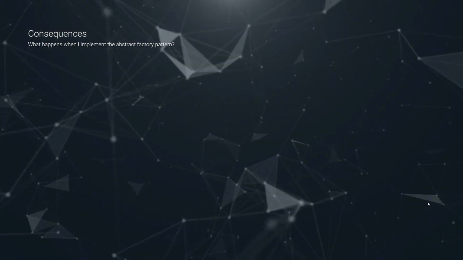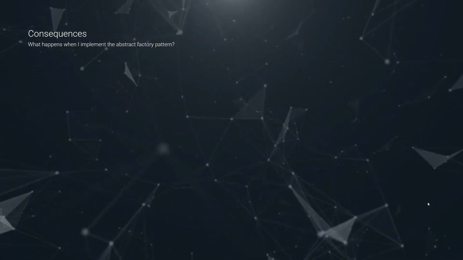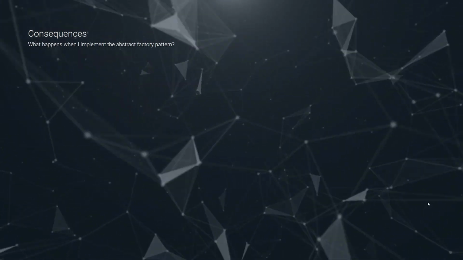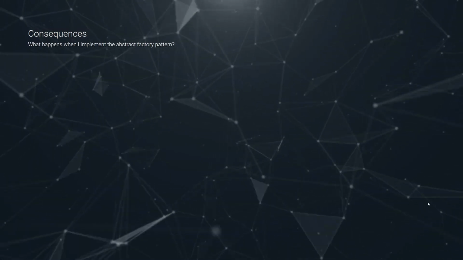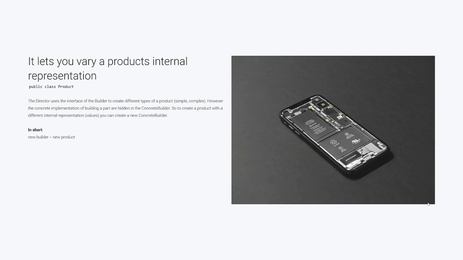Consequences. Implementing a design pattern has consequences for the system you are building. Now we are going to look at what the consequences are for implementing the builder pattern. It lets you vary a product's internal representations. The director uses the interface of the builder to create different types of a product. For example, a simple or a complex product.